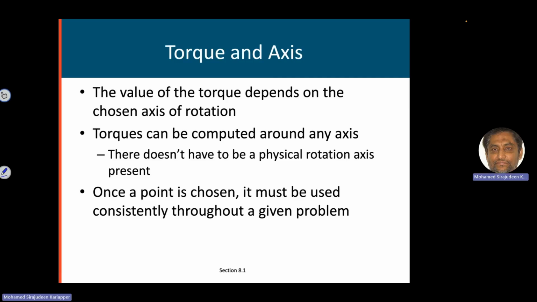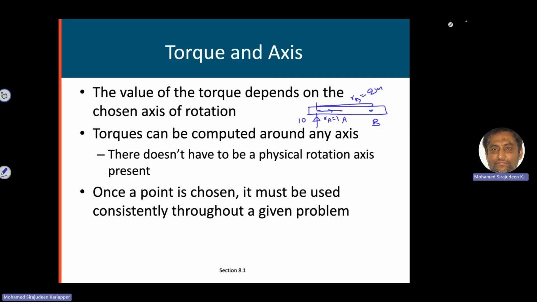So the value of the torque depends on the chosen axis of rotation. Let me explain what we mean by that. Let's say we have a rod lying there and you apply a force. Let's say you apply a force like this, say F is equal to 10 Newton, and say there's a point A here. The distance to point A, let me say R_A is equal to 1 meter, and say there's a point B here. The distance to point B, let's say 2 meters.